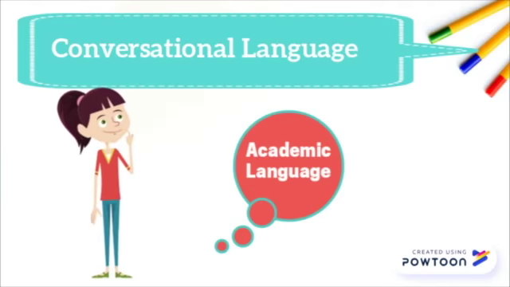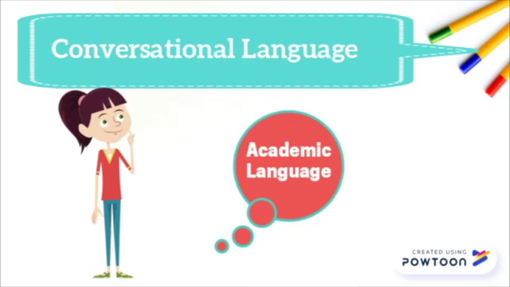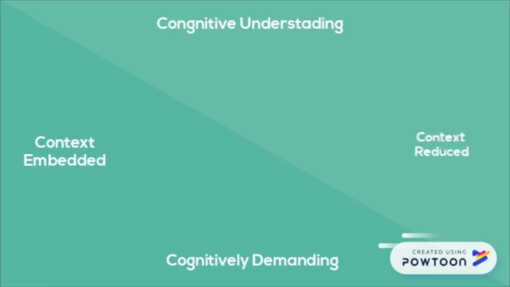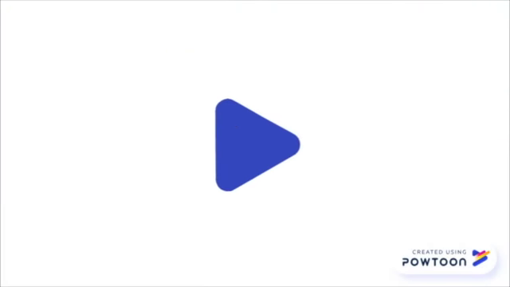Oftentimes, the struggle with English language learners is the differentiation between conversational language and academic language. Research by Cummins suggests that there are two types of language proficiency. There's conversational language proficiency and academic language proficiency.